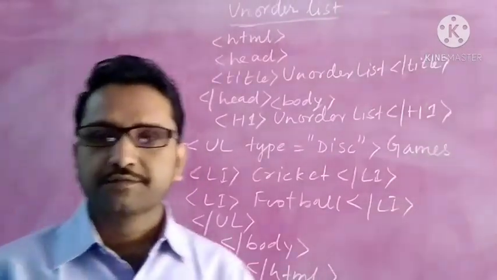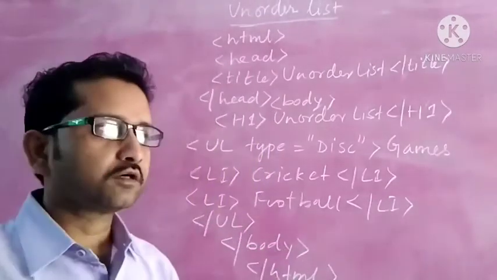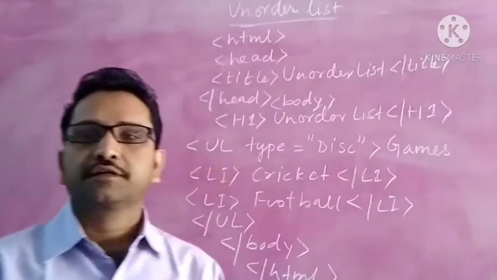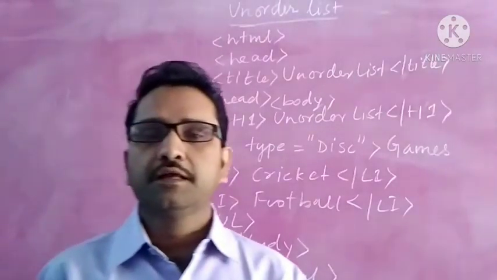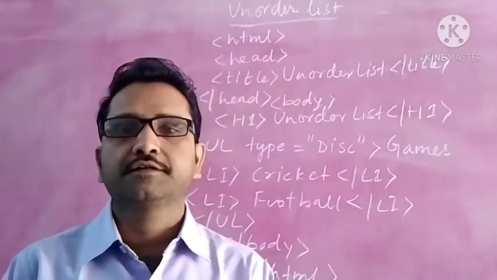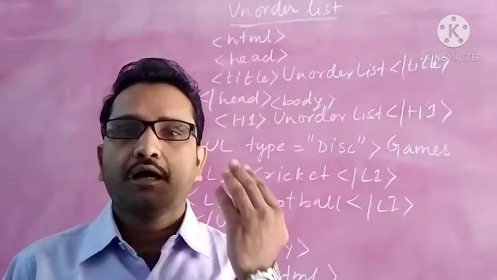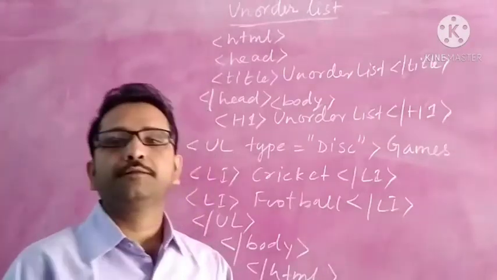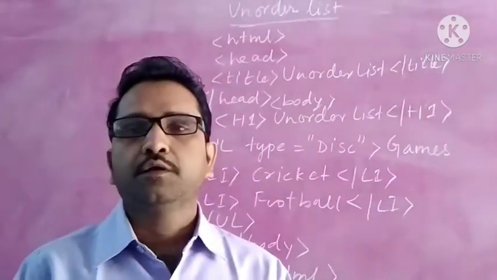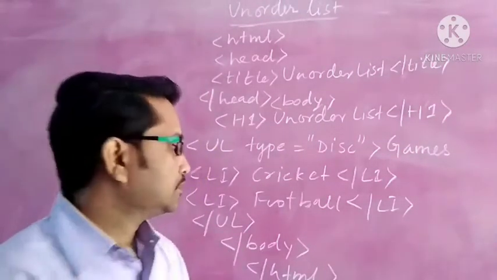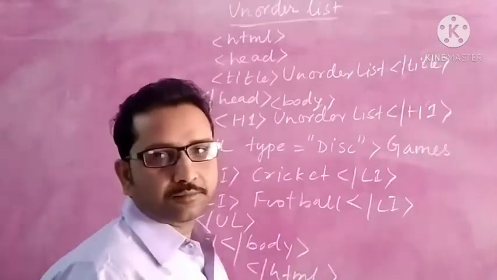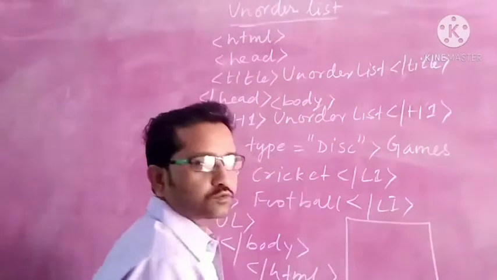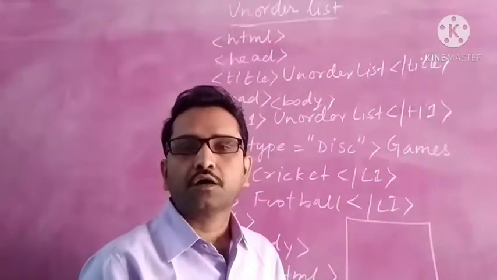In the previous class we discussed ordered lists. An ordered list is created with the help of numbers and letters, and an unordered list is created with the help of bullets. So in HTML there are 3 bullet types we use to create an unordered list.